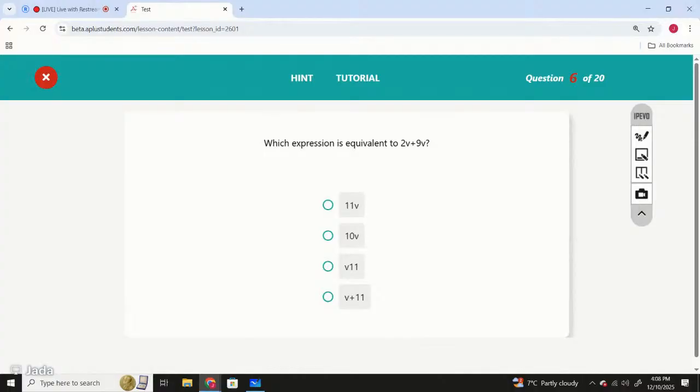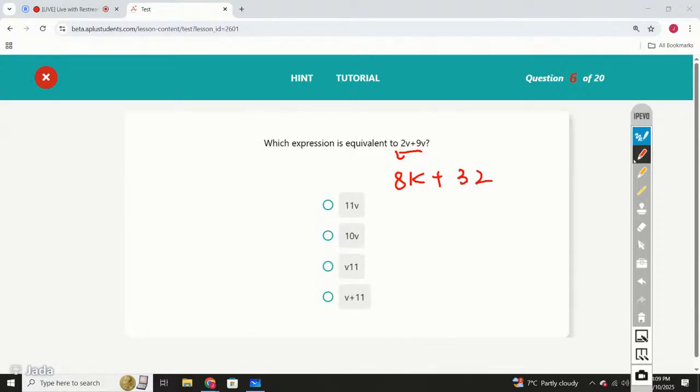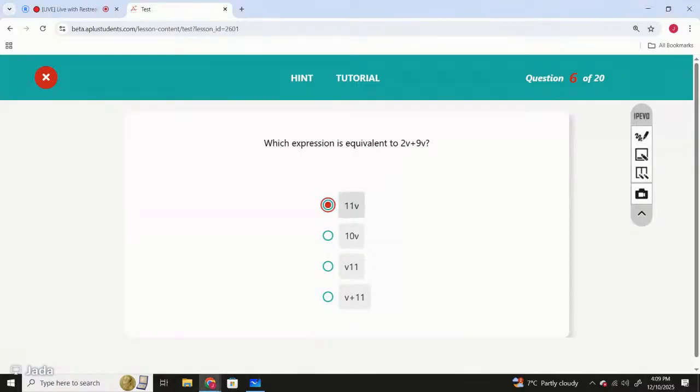Which expression is equivalent to 2v plus 9v? 2v plus 9v, they have the same variable. So we need to collect the like terms. We can do 2v plus 9v, that equals 11v. Option number 1 is the correct option.